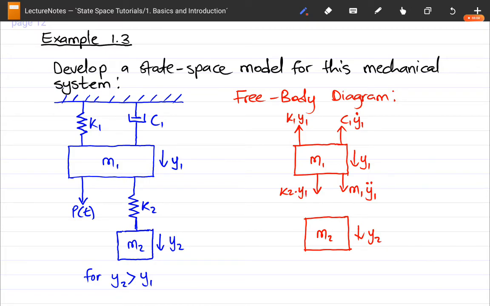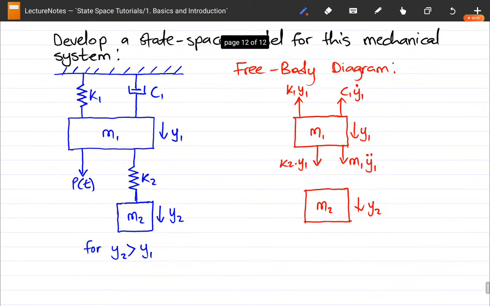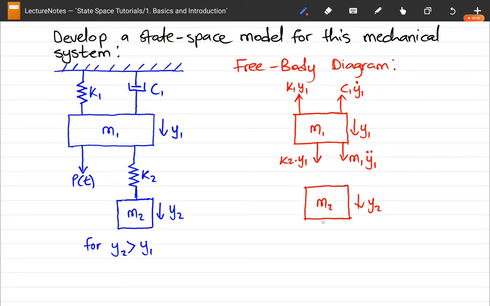Now we can move on to M2. M2 only has the spring, and we can look at the spring as if it's pulling upward on the mass, because it's the only thing that's holding the mass from falling down, assuming gravity exists, which shouldn't be a crazy assumption. We're going to start with the weight of the mass, which is going to be m2 multiplied by the gravitational acceleration, and that's going to be y2 double dot, the second derivative.